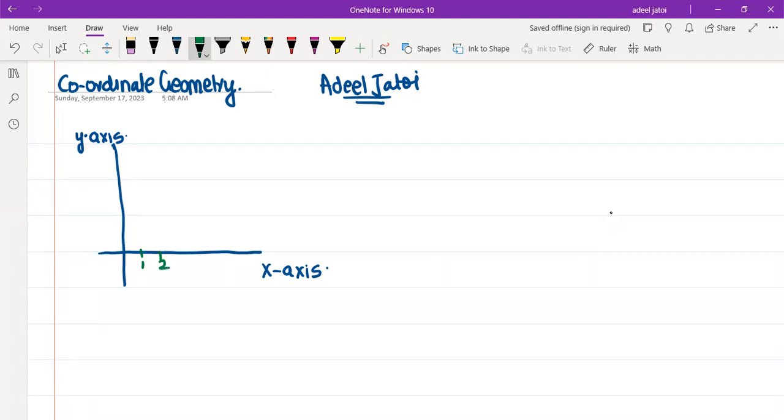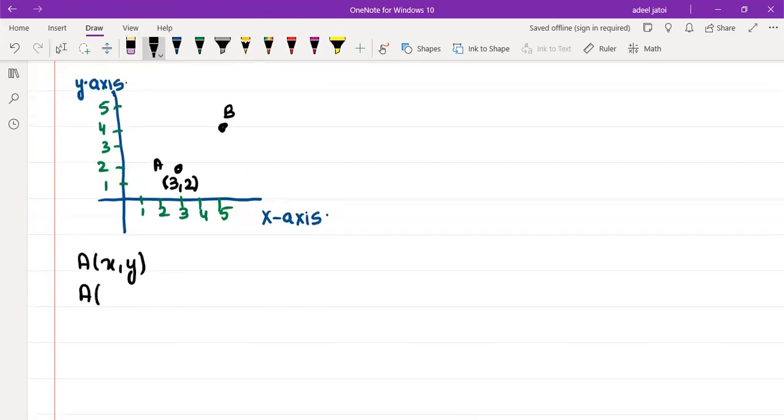This is 1, 2, 3, 4, 5. Each coordinate will have both x and also y. That means, for suppose if I talk about coordinate A, so this is 3, 2. We are going to write x first and y second. So if I tell you that x is 3 and y is 2 for A.